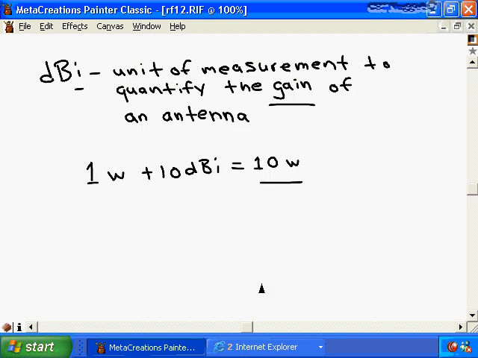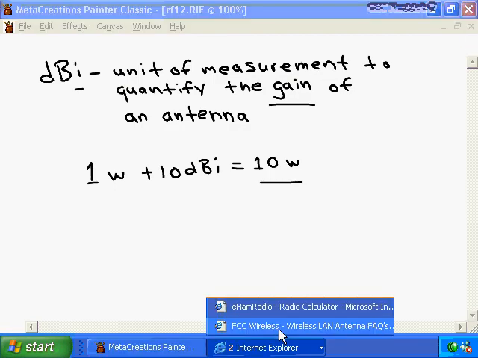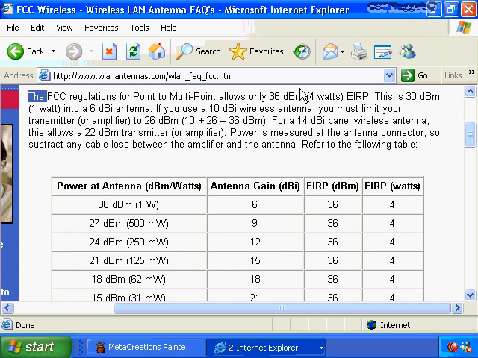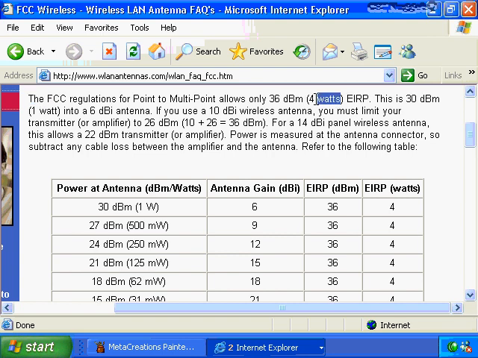So let's take all the knowledge that we've learned here and relate it back to the FCC power guidelines that we took a look at earlier. So we'll bring up that website. So here again, as I stated before, the FCC regulations for point to multipoint specify that the total amount of power can only be 4 watts, or 36 dBm.